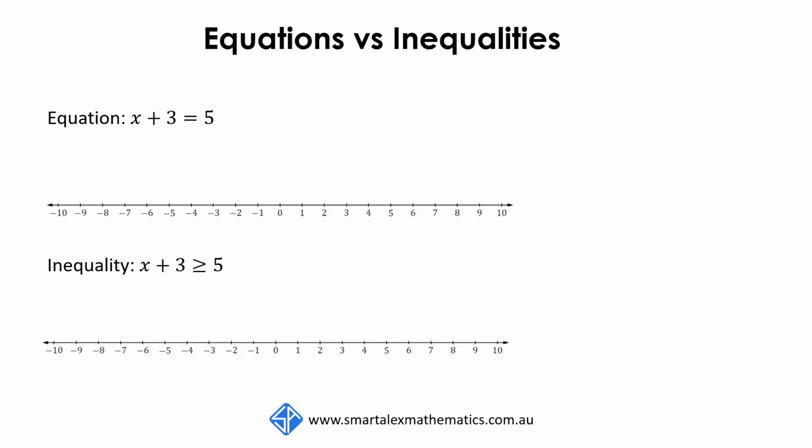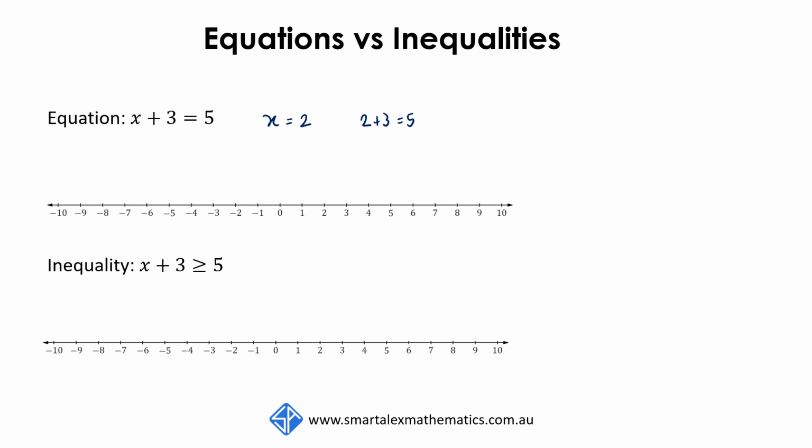The first thing we want to consider is the difference between equations and inequalities. In an equation, we have an equal sign, and in an inequality, we generally have a less than or a greater than sign. When we solve an equation, what we're looking for is a specific value of x that will make that equation true. For example, in x + 3 = 5, this equation is true when x = 2. Because when x = 2, our left-hand side is 2 + 3, which is 5, and this is equal to the right-hand side.